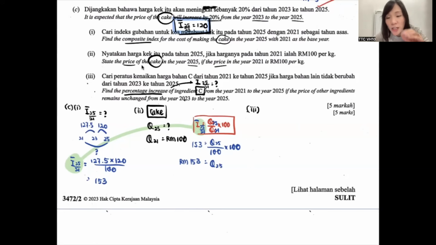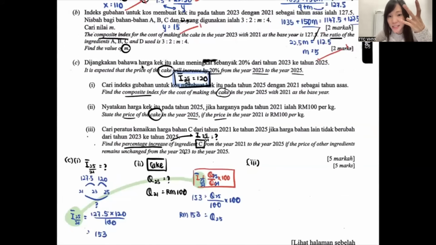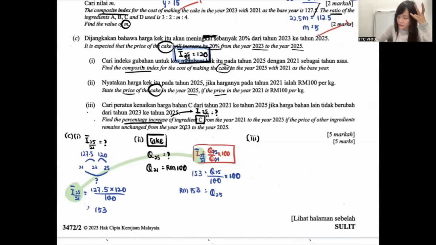They say E, the price for other ingredients. On top, you can see the ingredients are A, B, C, D. C is the one they ask you to find, and they say other ingredients, which are A, B, D. What happened to A, B, D? They remain unchanged. So all of them didn't increase, only C increased. Then they ask how much C increased, from the year 2023 to 2025. So remember, A, B, D remained unchanged for 2021 to 2025? No, it's 2023 to 2025.